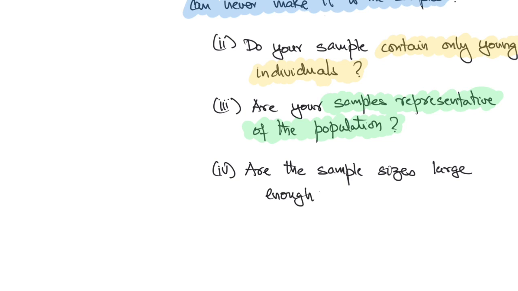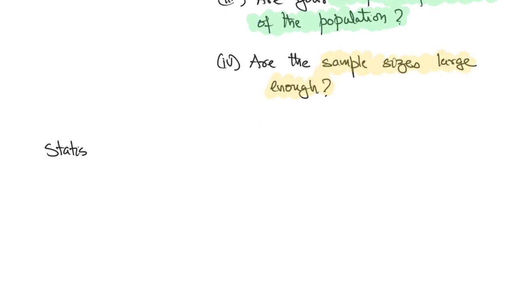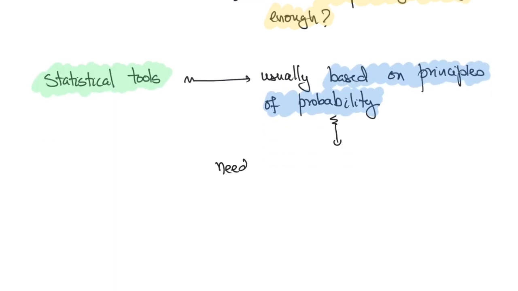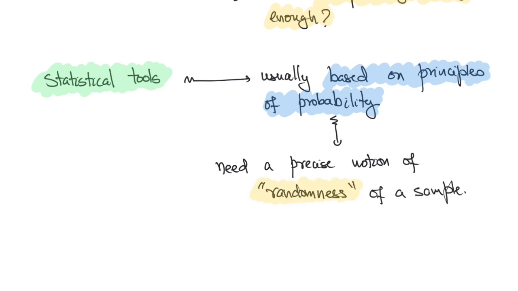So there are multiple things going on with this experimental setup, and one of the things that we would want to deal with today is to note that many statistical tools will usually be based on principles of probability, and we would need a very precise notion of what randomness would mean in the context of choosing samples. And the goal for today would be to address this idea.